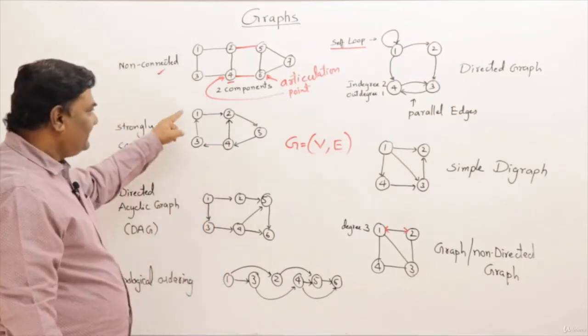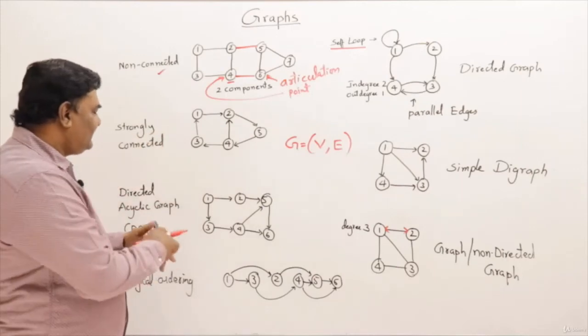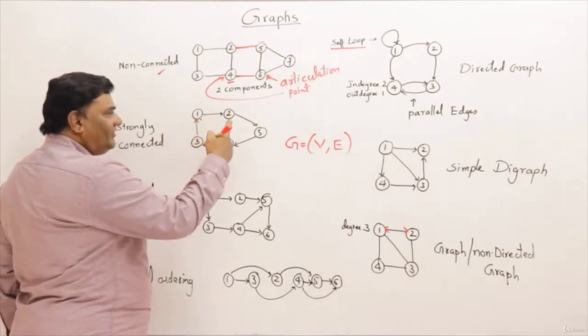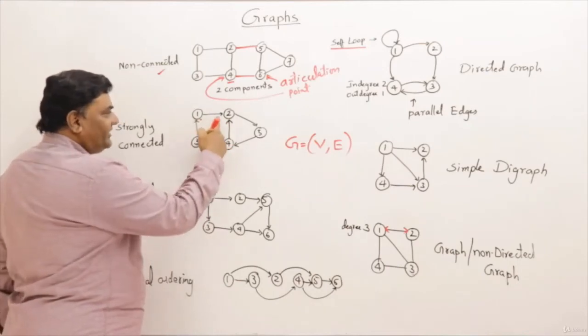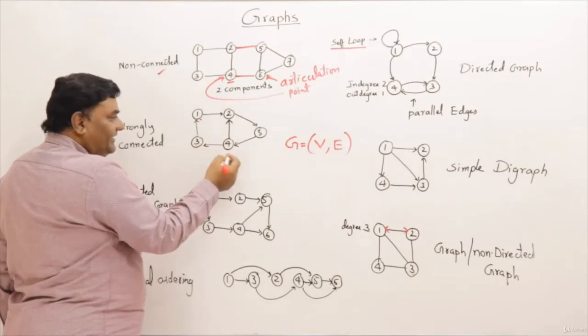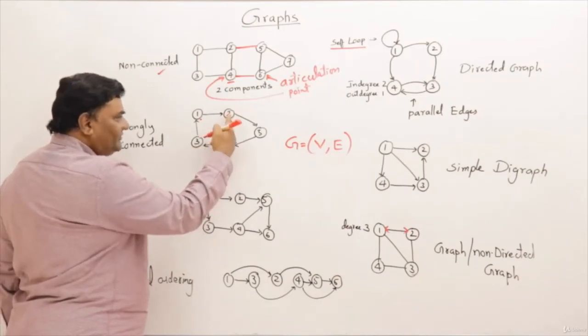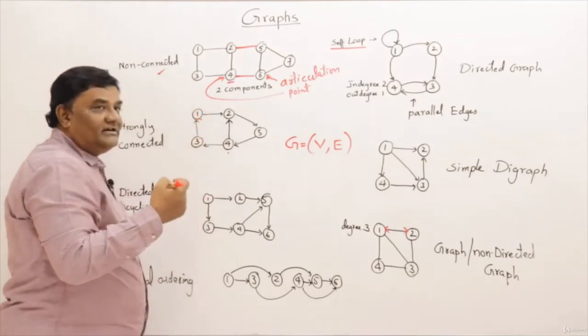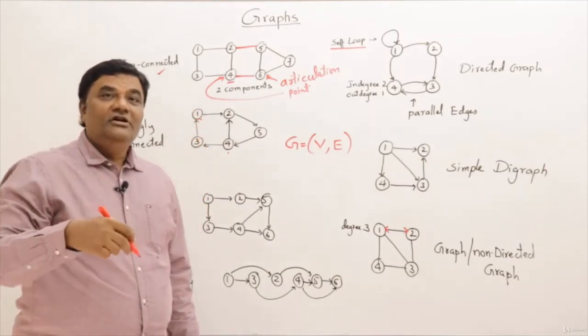Now next is this one. This is a directed graph. And in this directed graph, from any vertex you can start and you can reach all other vertices. You can go to 2, or from there you can go to 5, or you can go to 4, then 3. If you start from 4, you can go to 2 also. From there you can reach 5, you can go to 3, and from there you can go to 1. So from every vertex we can reach all other vertices.